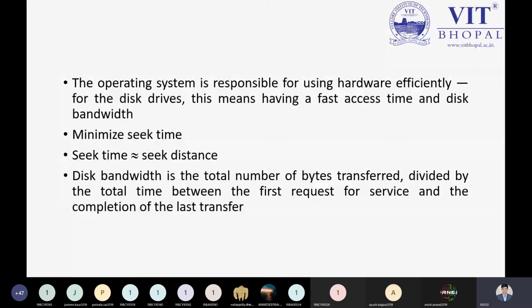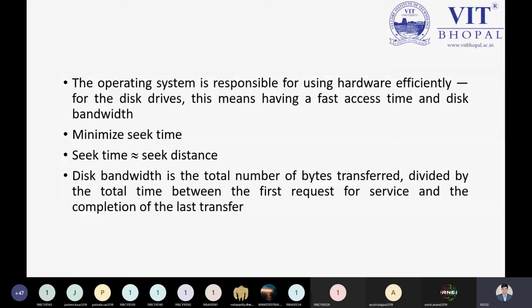But before jumping over, I have put a few important points here. The operating system is responsible for using hardware efficiently, for the disk drive. This means having fast access time and disk bandwidth. Disk bandwidth determines the minimum speed and maximum speed, so the total time taken to access the disk is recognized by the disk bandwidth. And next we have minimize seek time.